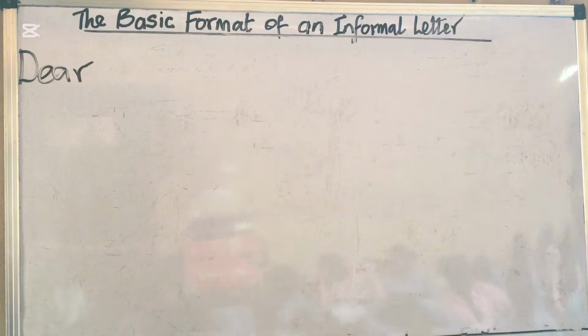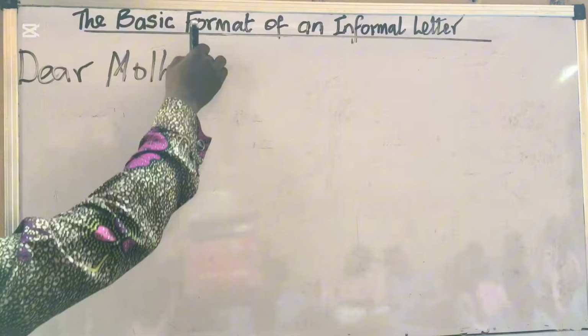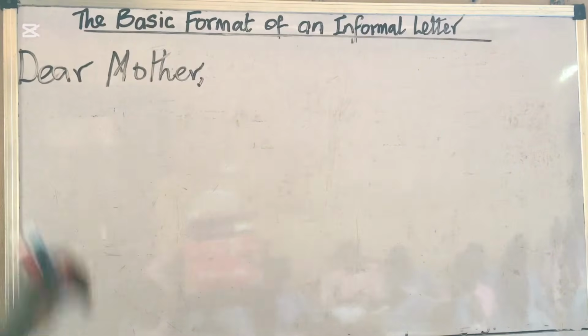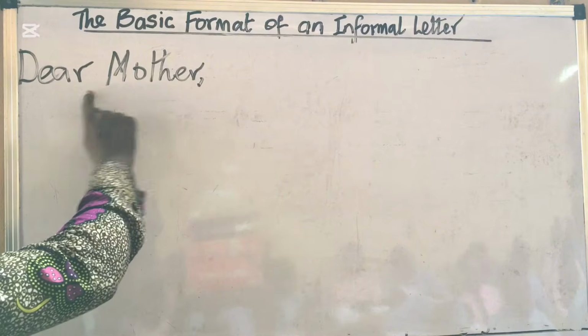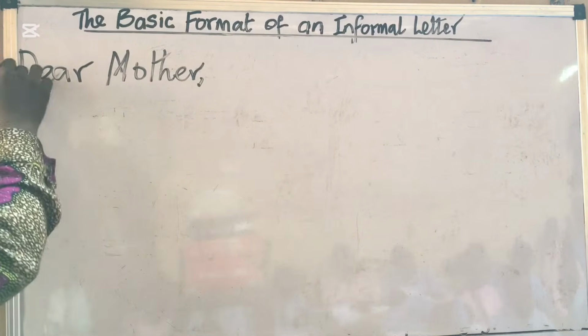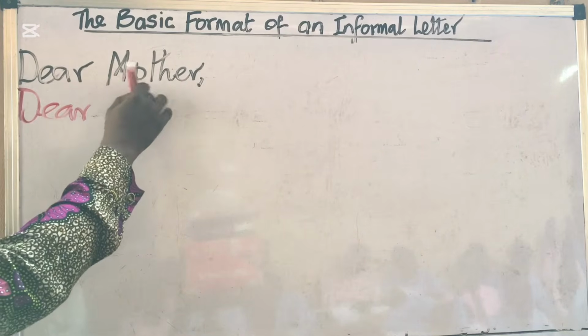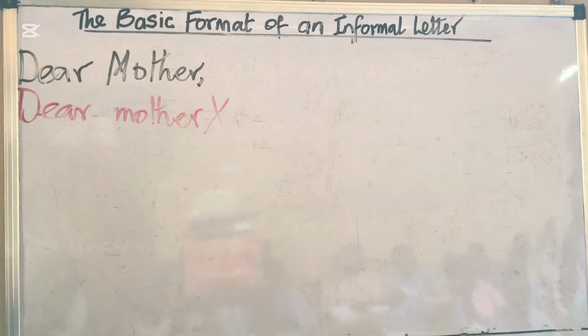So there. Then you know we say informal letters are written to people that are what? Related to us. Let's say you are writing to your mother. So you are going to say what? Dear mother. Dear mother. Come on. So dear mother, if it's your mother. If it's father, then you also say dear father. But take note that this M must start with capital letter. So the idea of thinking you can write dear mother with the mother starting with small letter is unacceptable.